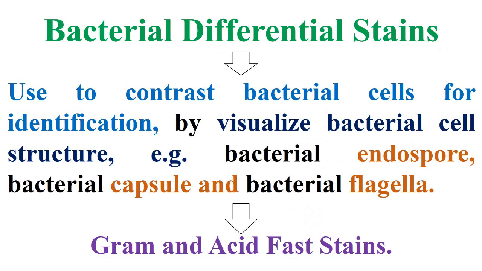While bacterial differential stains are used to contrast bacterial cells for identification, by visualizing bacterial cell structures like bacterial endospore, bacterial capsule, and bacterial flagella, such as Gram and acid-fast stains, as mentioned in next slides.